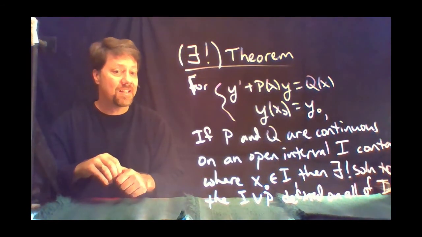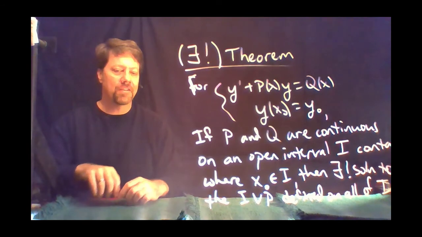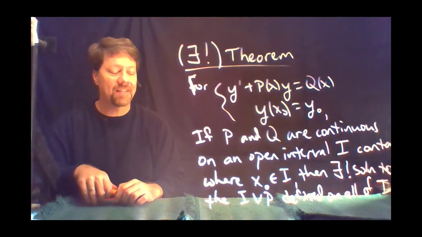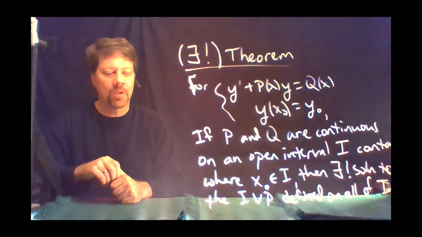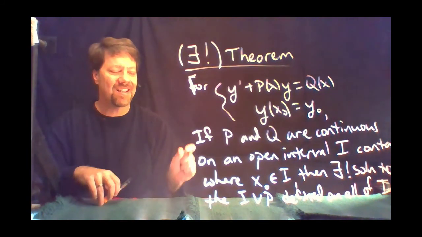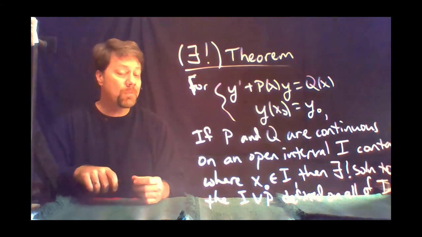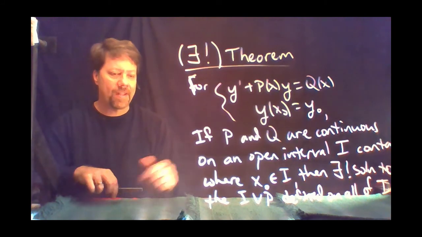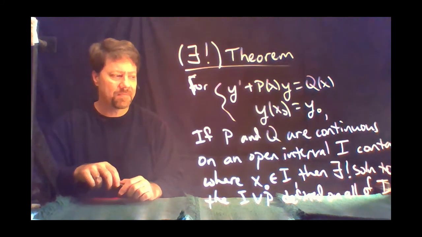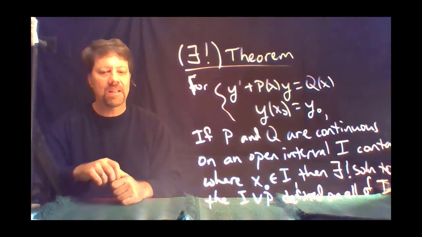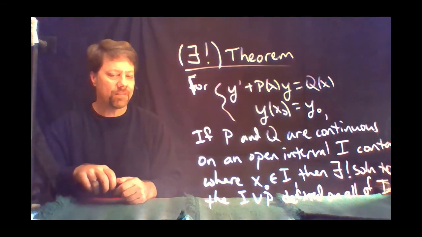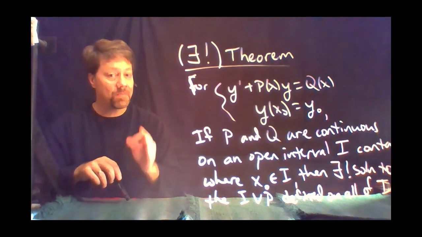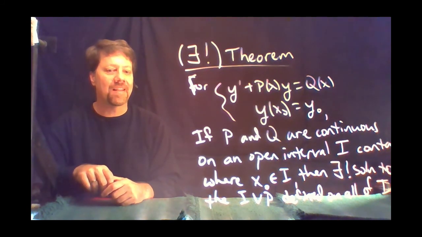The solution may exist on an interval larger than the interval I, but it will for sure exist on the entire interval I. That's better than Picard's theorem, which told us that the solution existed on some interval, but that interval could be quite small. And it gives us no indication of how to find how small that interval is or how big that interval is. In this case, we know that as long as P and Q are continuous on some open interval I, then the solution will be defined, will exist, be unique, and be defined on the entire interval I.